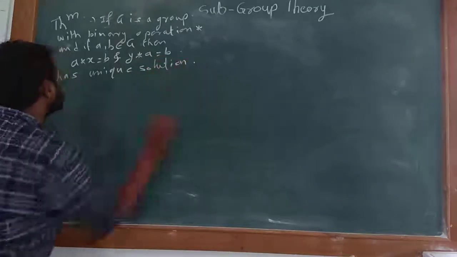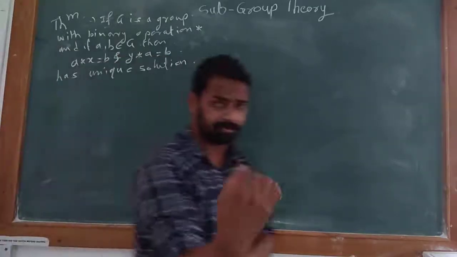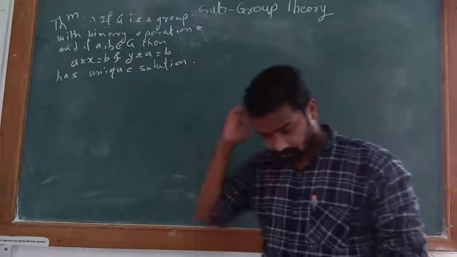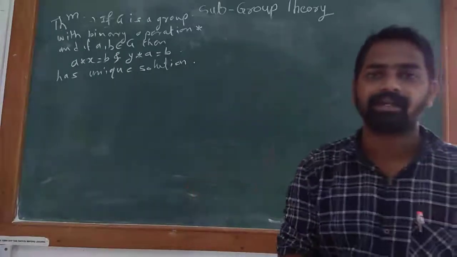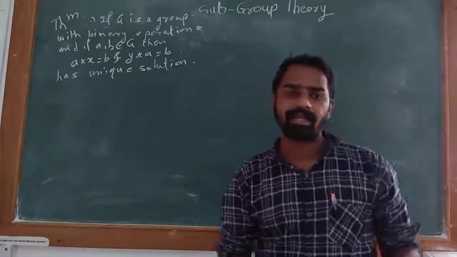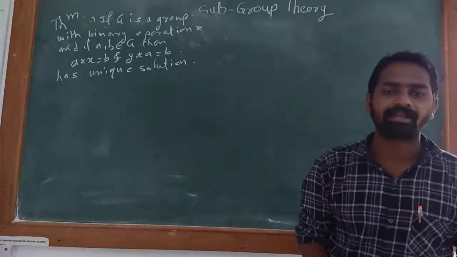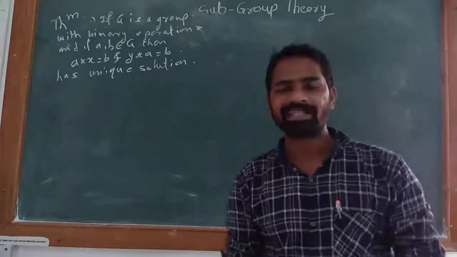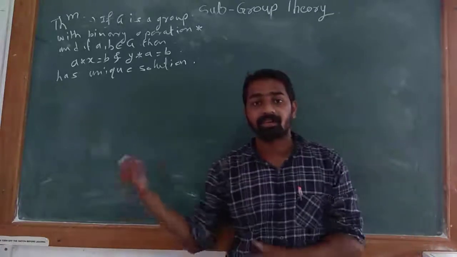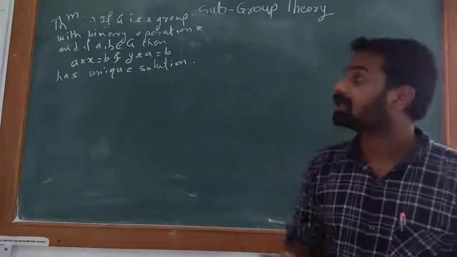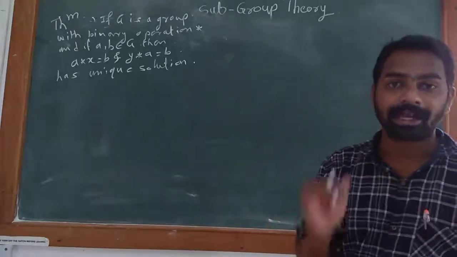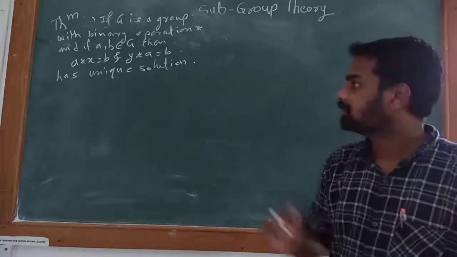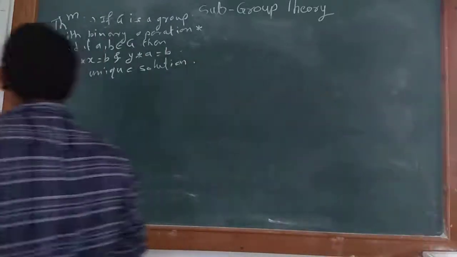That is, here we have a theorem. If G is a group with binary operation star and A, B belong to G, then A star X is equal to B and Y star A is equal to B has a unique solution. That is, we have to show that it has a solution and that the solution is unique. So first, the proof.